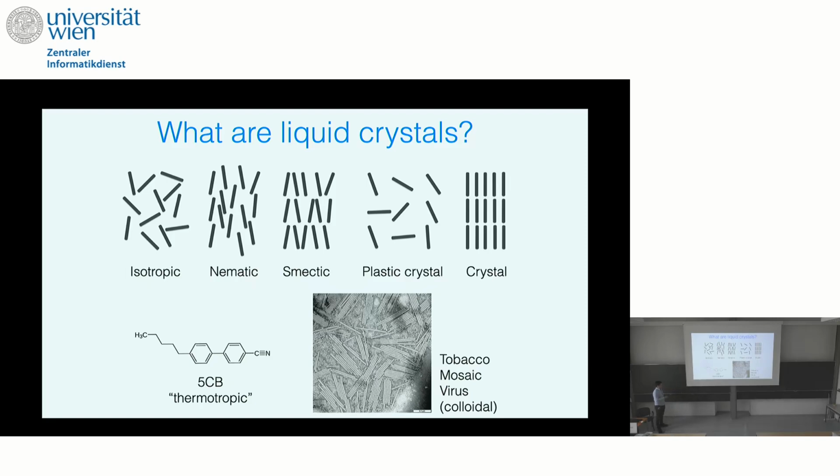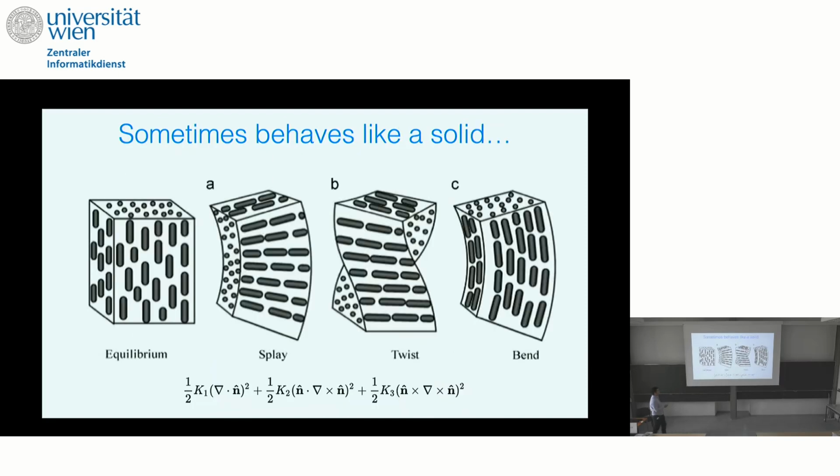Liquid crystals can occur in molecular form. One popular molecule is 5CB, which we call a thermotropic liquid crystal, because it becomes liquid crystalline as a function of temperature. But there are also colloidal systems that become liquid crystalline, such as the tobacco mosaic virus, which is a colloidal liquid crystal. It has vastly different dimensions from molecular systems, which can also be taken into consideration.